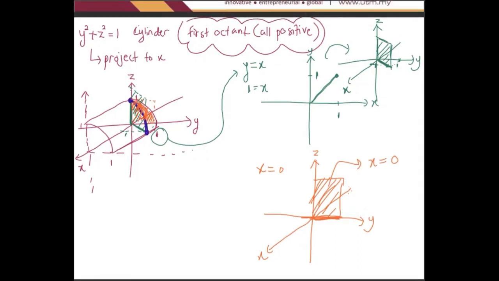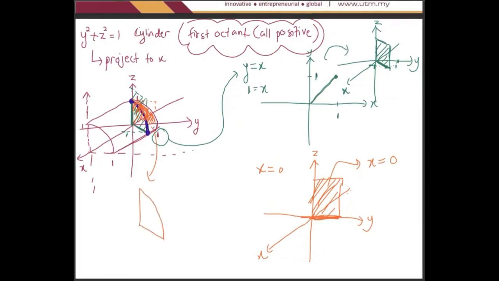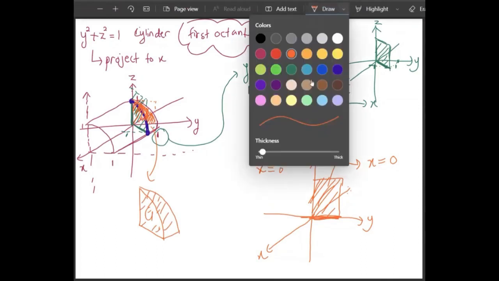Now class, if we see, we will get this shape. You will get like this, and then like this. So this is G, the solid. You have to integrate this. Let us see how to integrate.